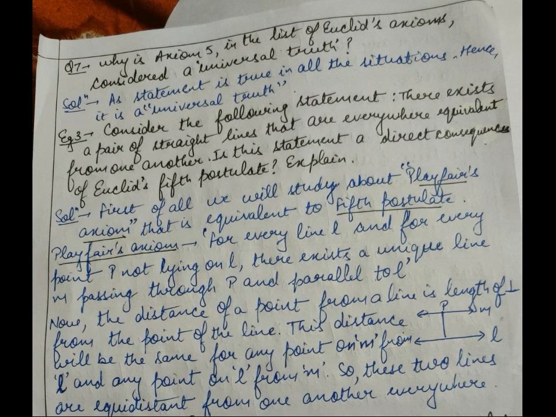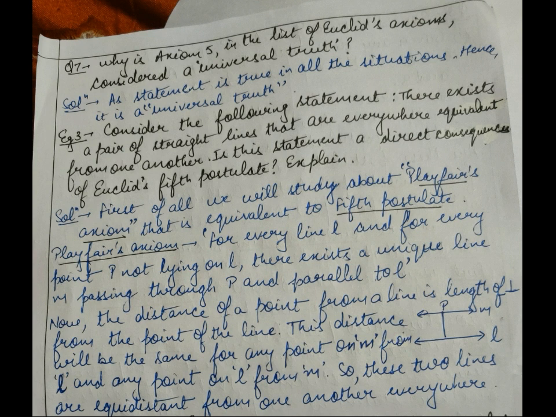In this, consider the following statement: there exists a pair of straight lines that are everywhere equidistant from one another. Is this statement a direct consequence of Euclid's fifth postulate? Explain. So here you can see that first of all we will study Playfair's axiom, that is equivalent to the fifth postulate. So Playfair's axiom is, for every line L and for every point P not lying on L, there exists a unique line M passing through P and parallel to L.